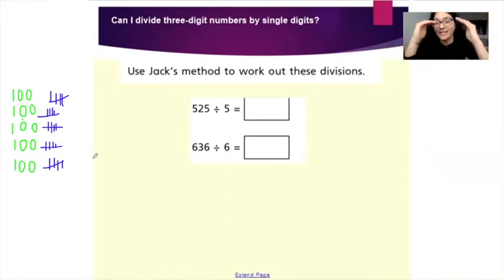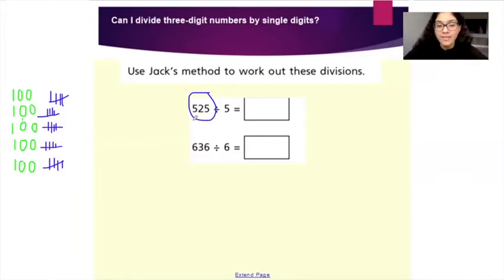Now what Jack does is he likes to split the bigger number, the 3-digit number, into place values, so into your hundreds, your tens, and your units. Now if I was to do that with the number 525, I would split it this way. So we're splitting it into 5 equal parts because we're dividing by 5. So you should have 5 rows ready to fill in.